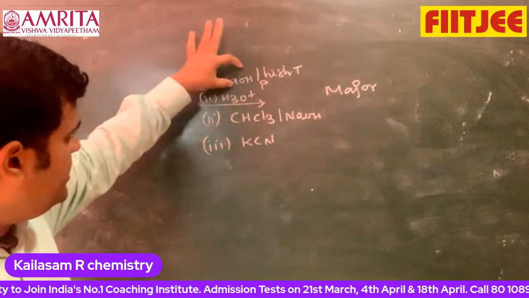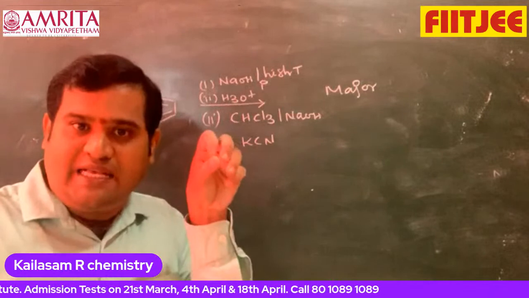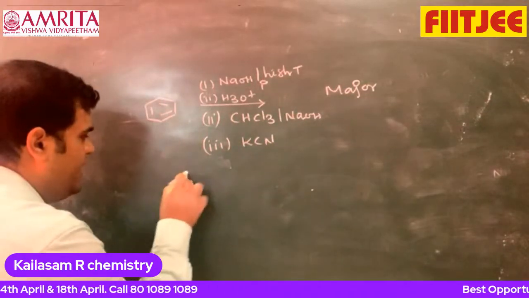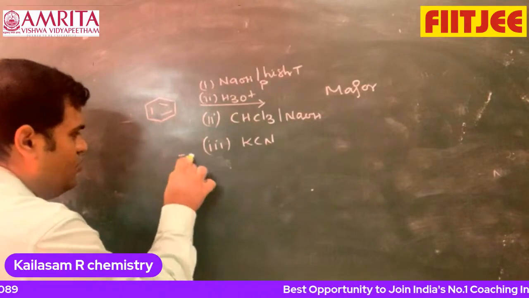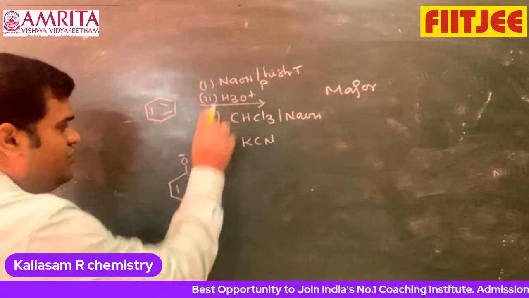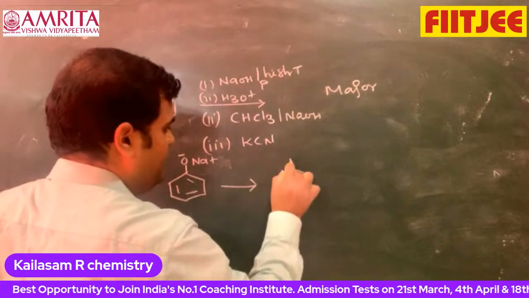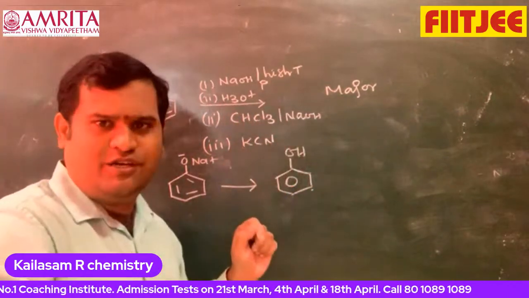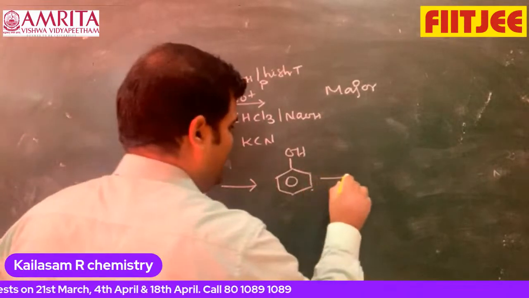Now what I have taken? Benzene. We know that NaOH, high temperature, high pressure, what is going to follow? It's an example of Dow's process. In Dow's process, what are you going to get? O minus Na plus. Because of hydrolysis, what are you going to get? Phenol. Now I used CHCl3, NaOH. So what is the reaction called? We can say Reimer-Tiemann reaction.